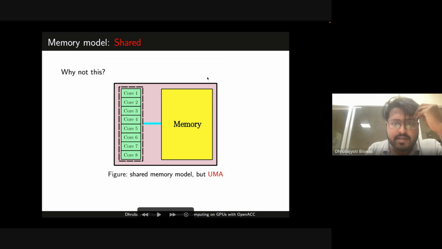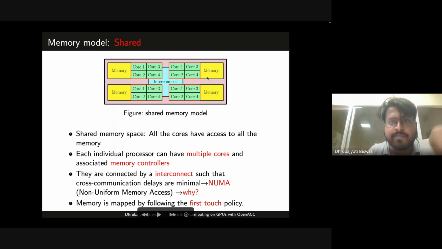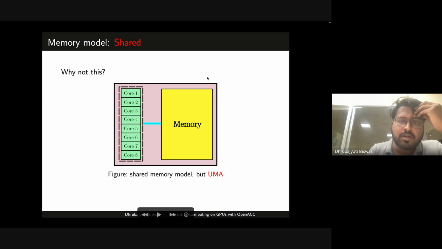So you might ask the question, why are we creating something like this, which is a bit complicated? You have to have an interconnect and then some connection with memory and things like that. Why not make it something like this? This is also sometimes used. This is called UMA, or Unified Memory Access.